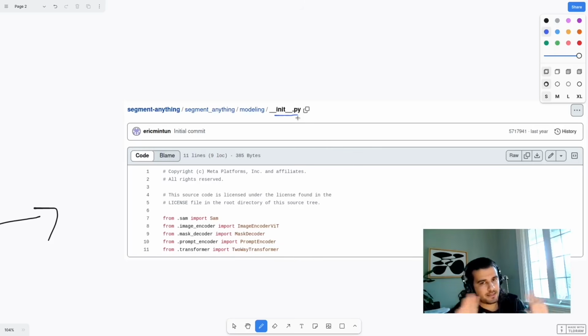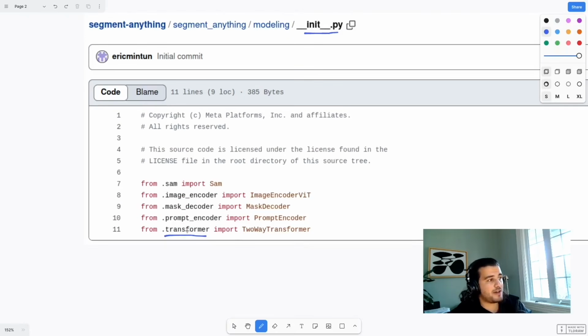It's still valid. It's still okay. It's just a bit weird to do it like this. There's a file called transformer, which hosts the two-way transformer. That thing is what's being used as a transformer. Init.py will import all of this in all of the files when we're running it.